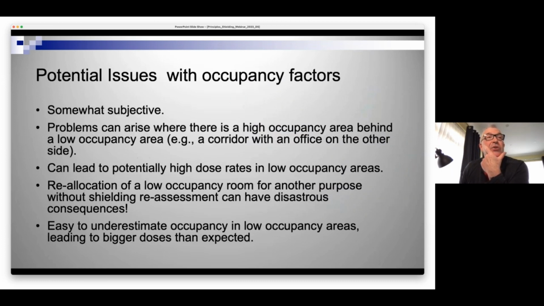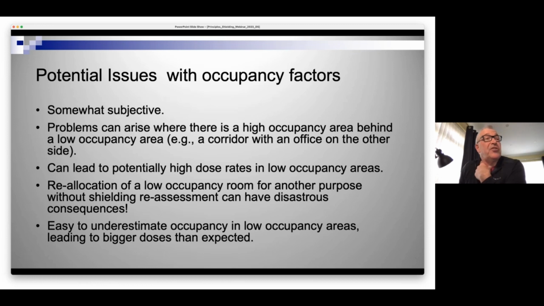There are some issues with occupancy factors. They're subjective. You might find a problem where there's a high occupancy area behind a low occupancy area. It can lead to potentially high dose rates in low occupancy areas. I'm not going to go into that, but that might have an impact if we consider the 7.5 microsievert per hour instantaneous dose rate regulation.